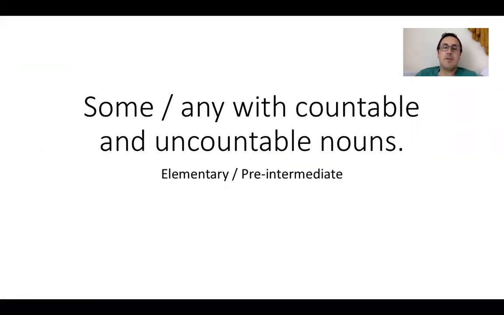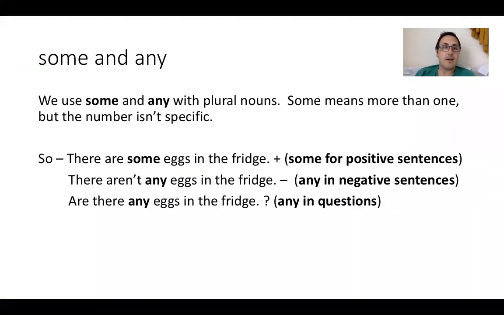Okay, cool. So it's some and any with countable and uncountable nouns. Okay, and this is good for elementary and pre-intermediate level. So starting off, we have some and any. Now, we use some and any with plural nouns. Okay, some means more than one, but the number isn't specific.